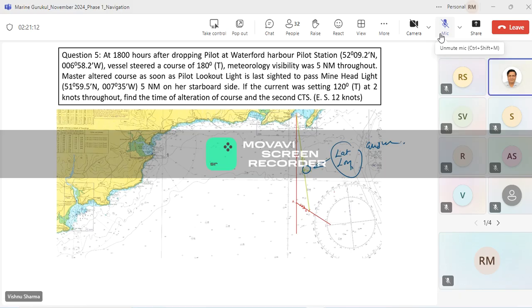Guys, if I need to find the alteration time, can you suggest to me, let us say this is X, this is A, this is B, and this is C. How can I find the time when I'll reach point C, guys? Can you tell me, please?